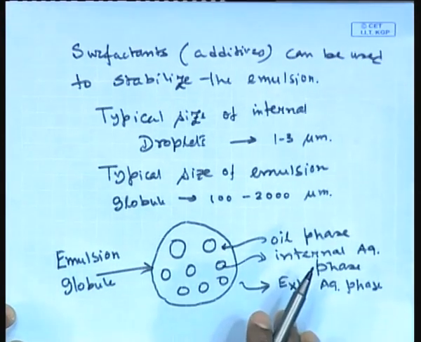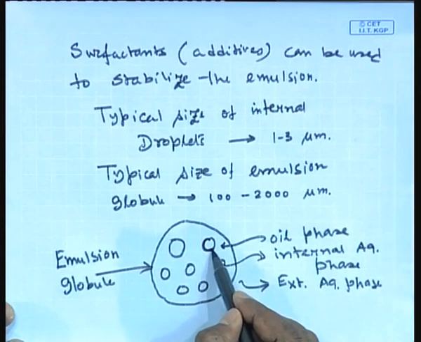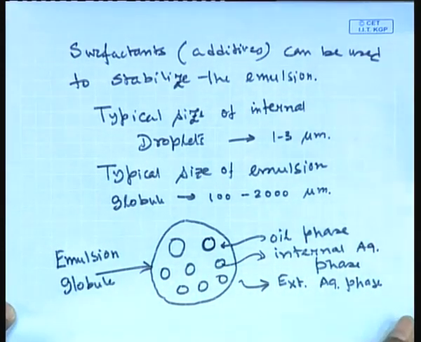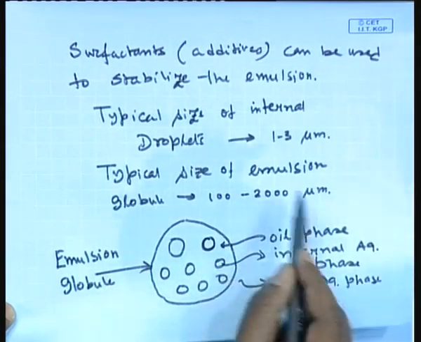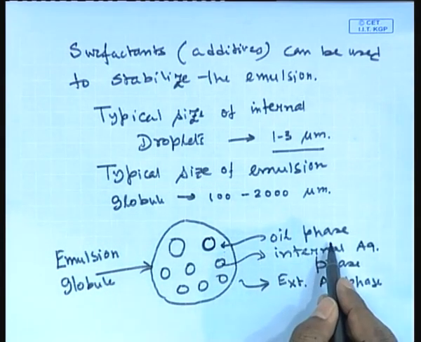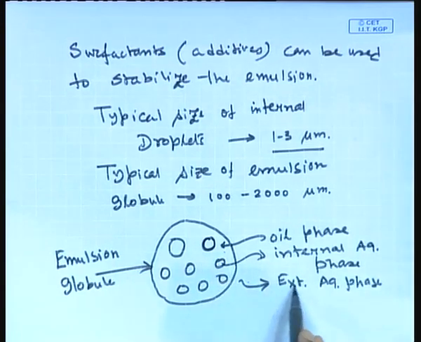That means it has a size of around 100 to 2000 micron. On the other hand, each of these globules will be containing a number of internal droplets, the inner phase droplets, which will be in the size in the order of 1 to 3 micron. So basically, you will be having a liquid membrane system, and this oil phase is called the liquid membrane that separates the internal aqueous phase from the external aqueous phase.